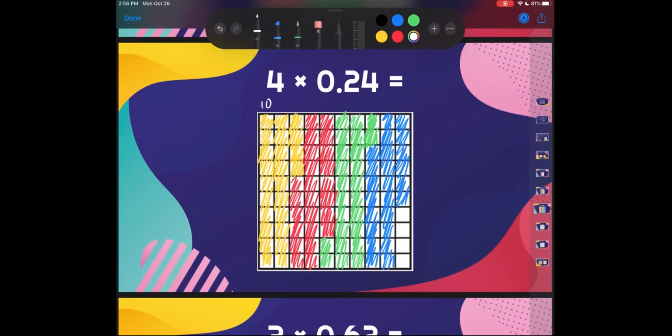So, all right, we're done with all of our coloring. So now you just got to count them up. Well, I've got one full one of 10, 20, 30, 40, 50, 60, 70, 80, 90, 91, 92, 93, 94, 95, 96. 96. So that would be 0.96. 96 hundredths.